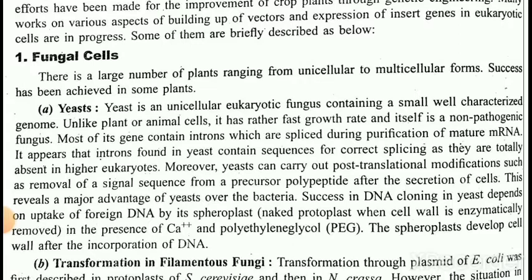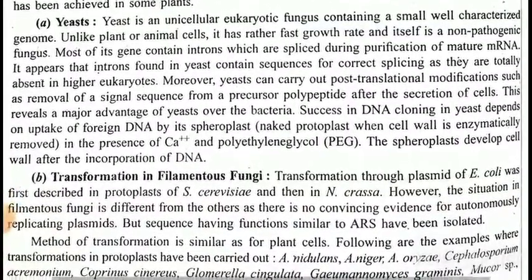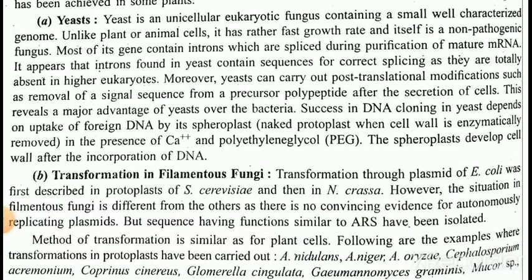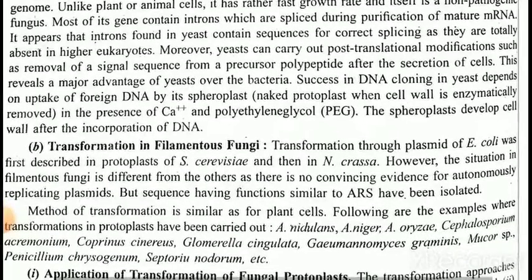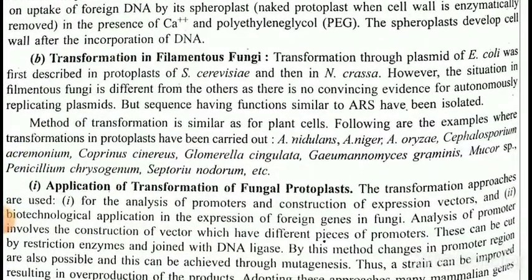B. Transformation in filamentous fungi. Transformation through plasmid of E. coli was first described in protoplasts of S. cerevisiae and then in N. crassa. However, the situation in filamentous fungi is different from the others, as there is no convincing evidence for autonomously replicating plasmids. But sequences having functions similar to ARS have been isolated. The method of transformation is similar to that for plant cells. Following are the examples where transformations in protoplasts have been carried out: A. nidulans, A. niger, A. oryzae, Cephalosporium acremonium, Coprinus cinereus, Glomerella cingulata, Gaeumannomyces graminis, Mucor sp., Penicillium chrysogenum, Septoria nodorum, etc.